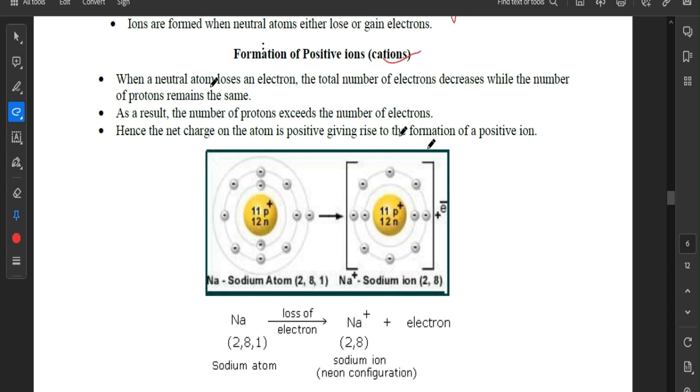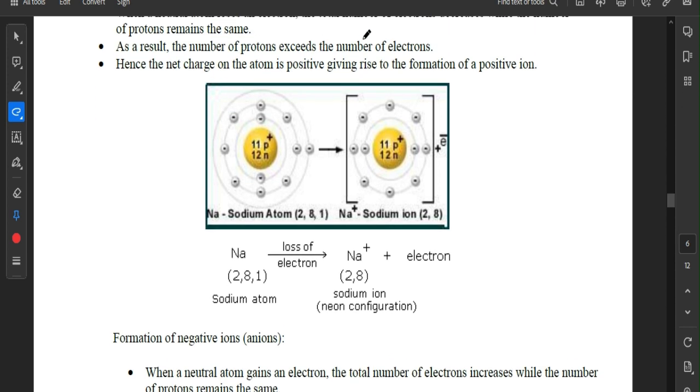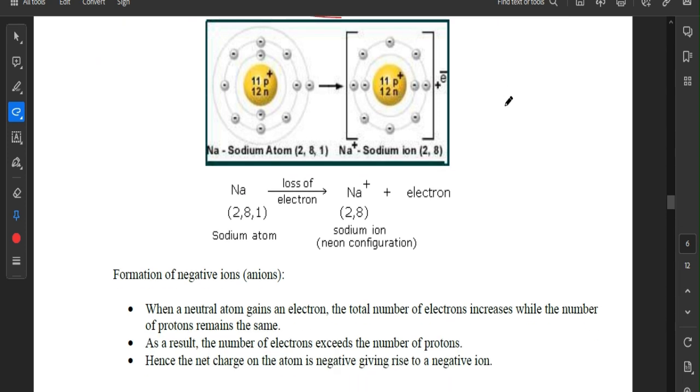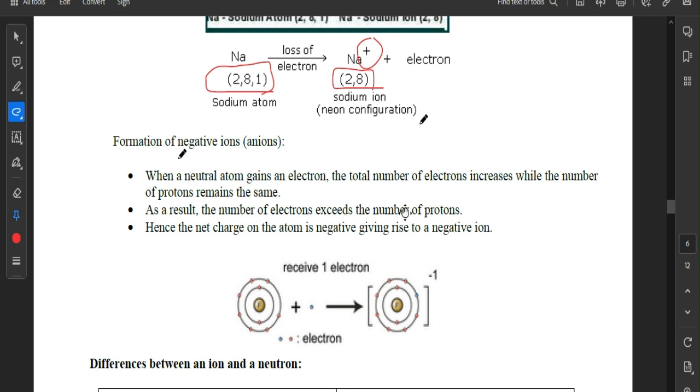When a neutral atom loses an electron, the total number of electrons decreases while the number of protons remains the same. As a result, the number of protons exceeds the number of electrons. Hence, the net charge of the atom is positive, giving rise to the formation of a positive ion. Any loss of electrons means it is positive, and for this to be stable, an electron must be added. These are the number of electrons in their shells. Yes, the plus electron is also here.